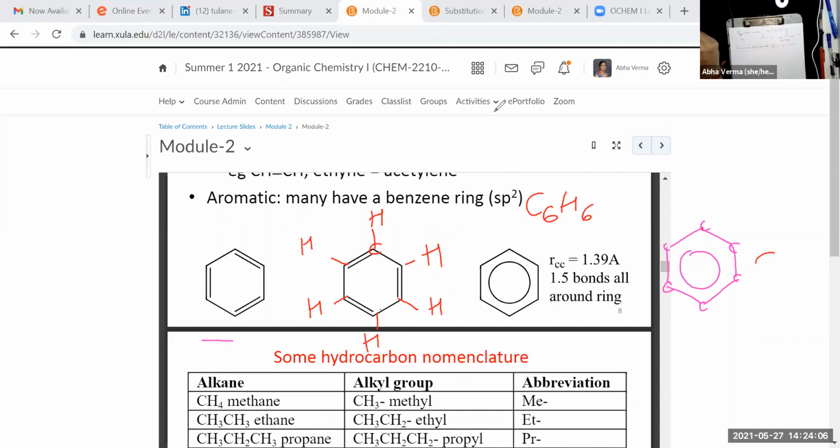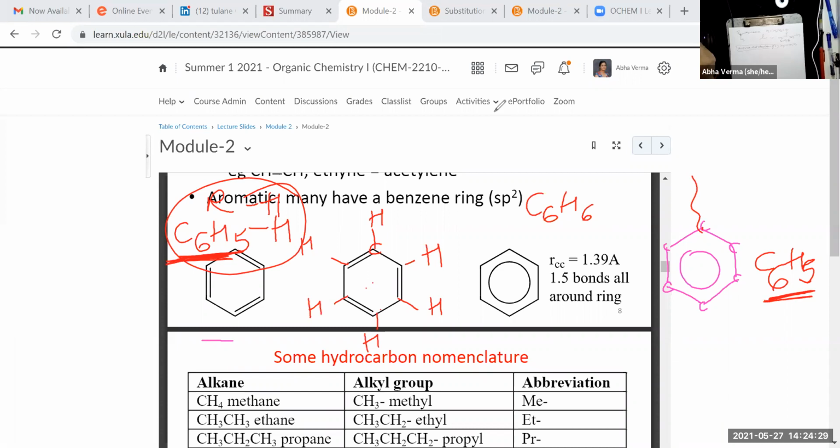And so if one of these hydrogens is missing, what is the formula of the benzene ring? It is C6H5H, R, H. What is the R group going to be then? It is going to be just this part, just this part.